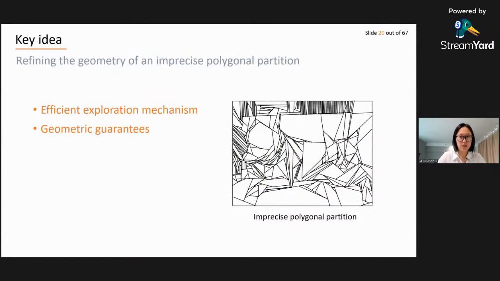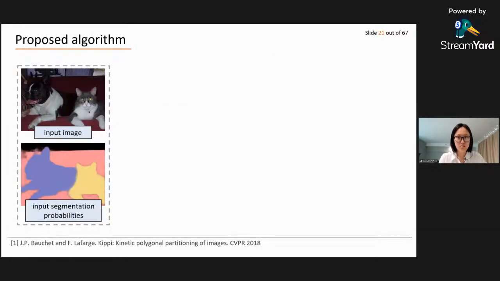The key idea of my work lies in refining the geometry of an imprecise polygonal partition. The goal is to design an efficient exploration mechanism that searches over a very large space of possible configurations and to produce an output with geometric guarantees. The proposed algorithm takes as input an image with its rough semantic probabilities.